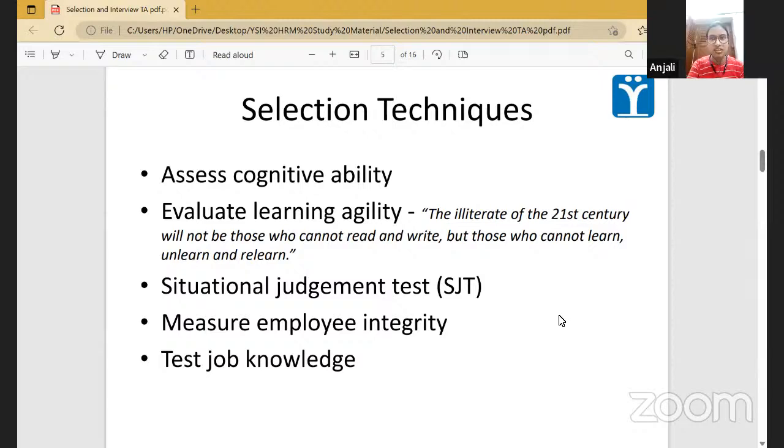Ma'am, it can be associated with the mental condition. So it's correct. Cognitive means mental ability, the ability to find out how good your mental ability is for a job or a skill that is required to be done. So how do you assess the mental ability or cognitive ability of a person? How can we do that?